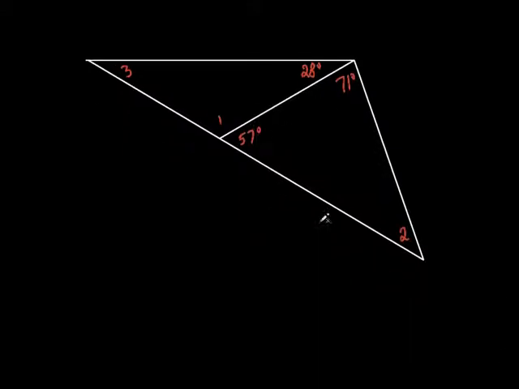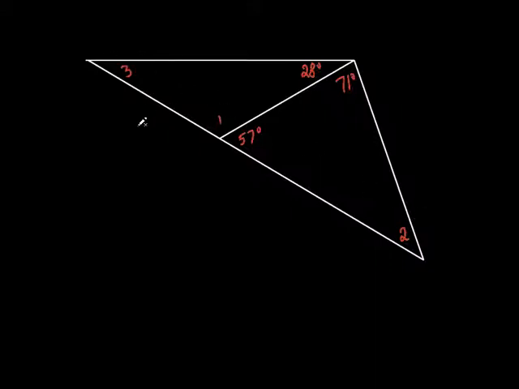So what do you think they're asking you to do on this problem right here? Solve for what? Solve the triangle? Solve for what? 1, 3, and 2. Yeah, 1, 2, and 3. Solve for the missing angles, right? We're solving for the missing angles. So we're trying to find out what angle 1 is, what angle 2 is, and what angle 3 is.